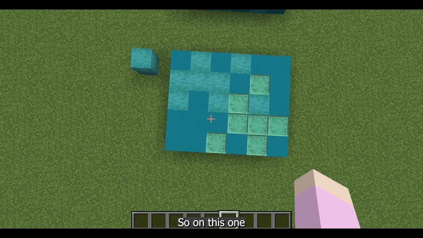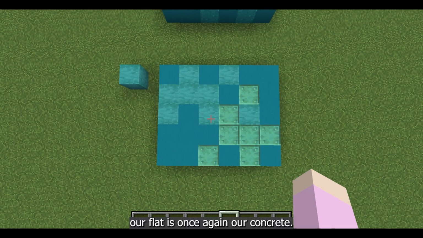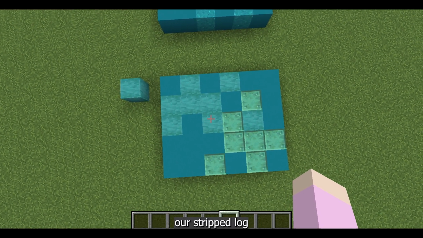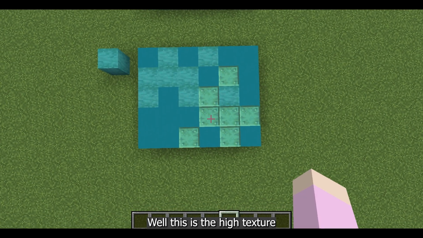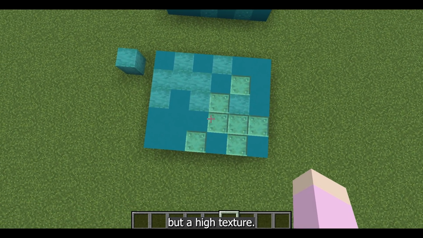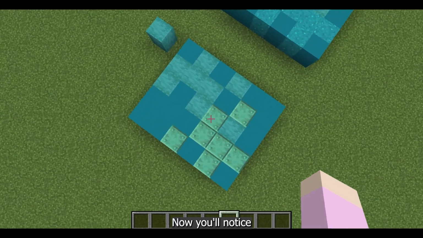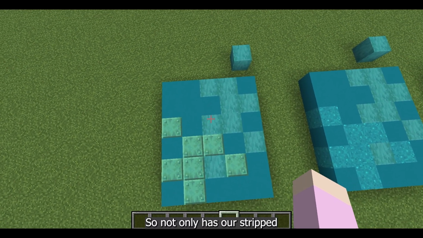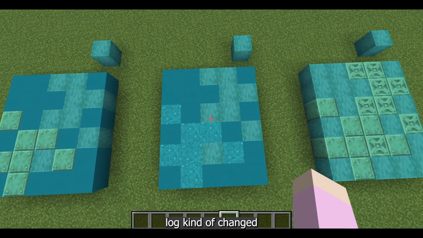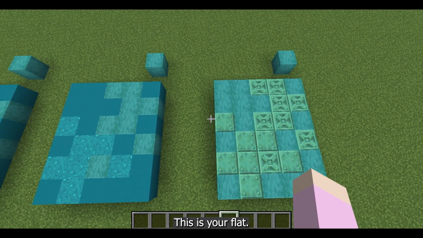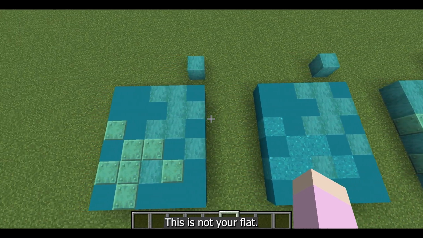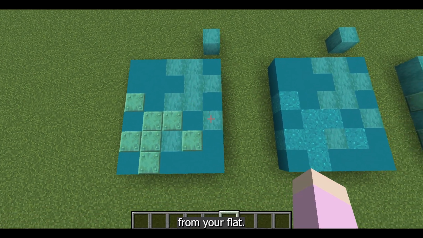All right, so on this one, our flat is once again our concrete. And then here, our stripped log is our transition texture. Well, this is the high texture, not necessarily extreme, but a high texture. Now you'll notice something else here. So not only has our stripped log kind of changed how it's acting depending on the surrounding blocks, this is your flat, this is not your flat, this is almost a transition from your flat.